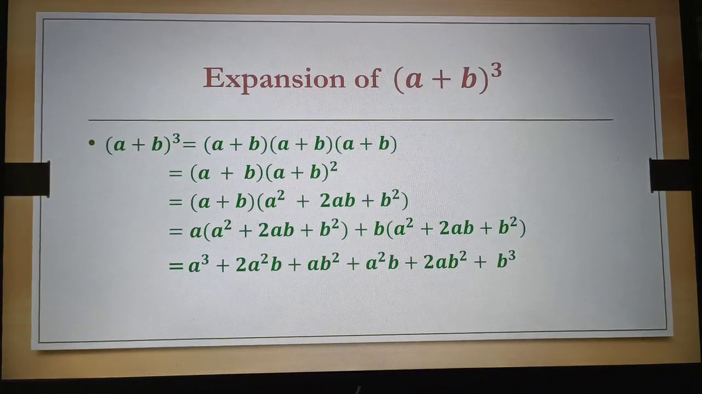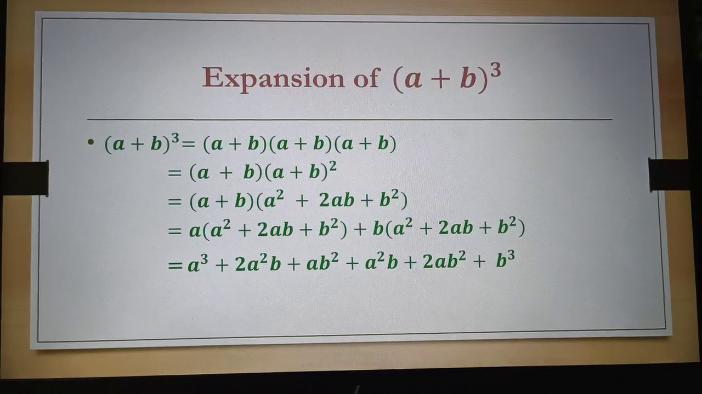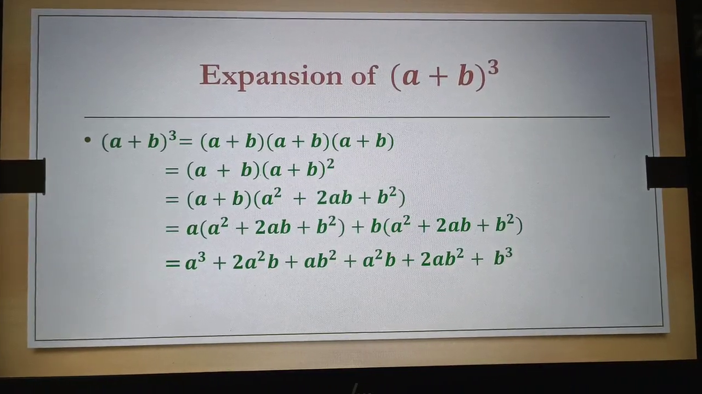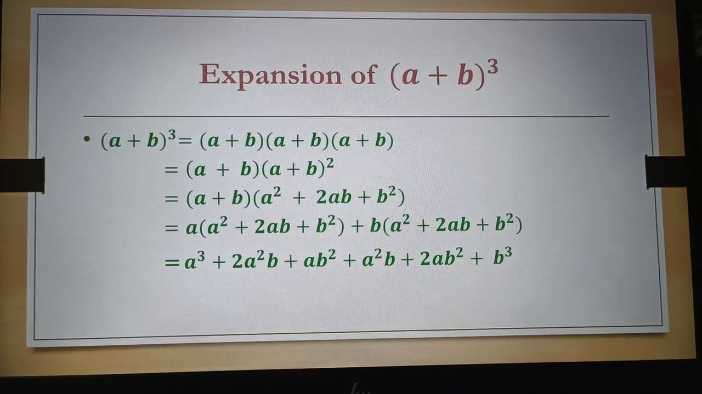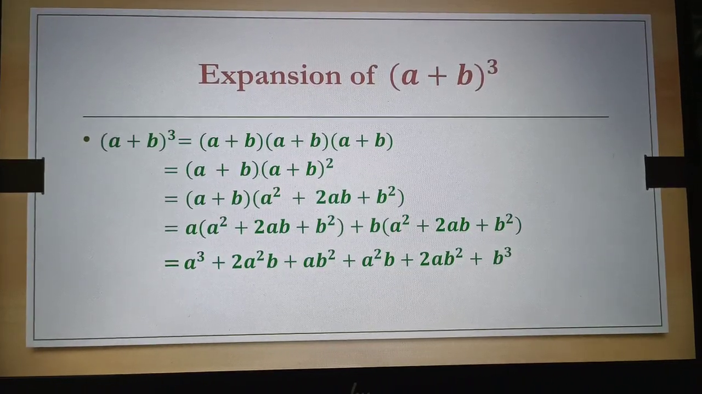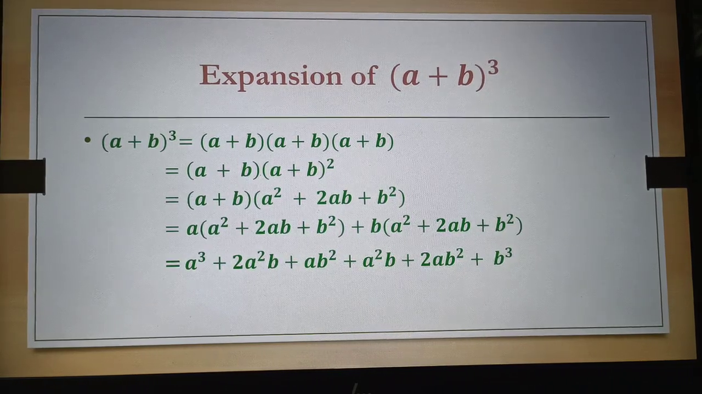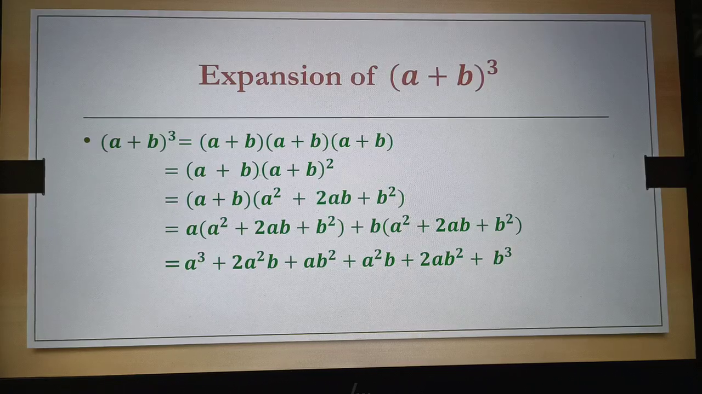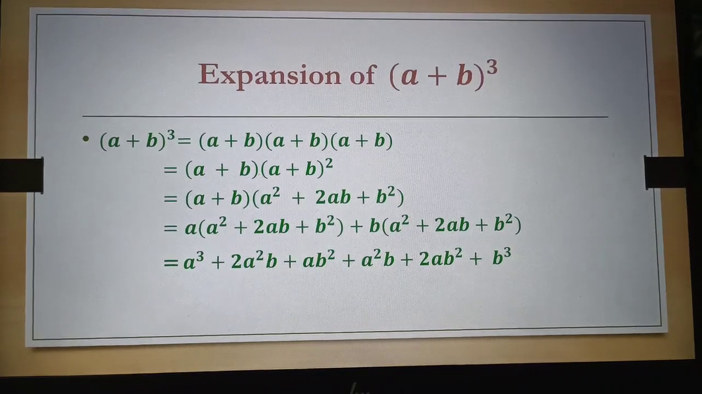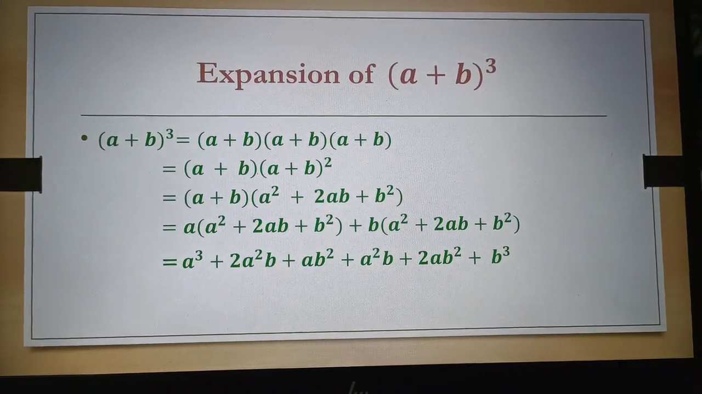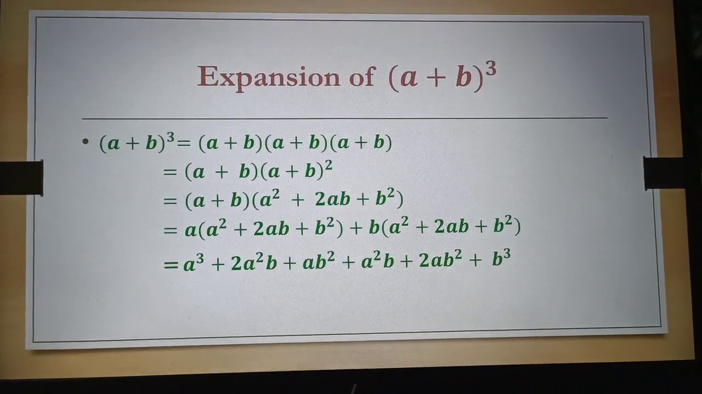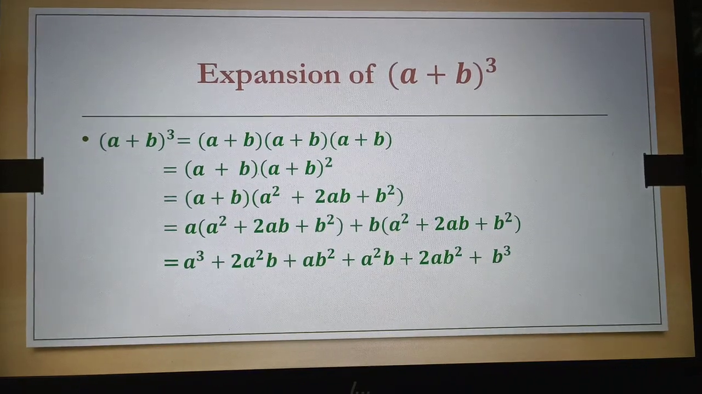So a into a square, we got the answer a cube. Then a into 2ab, the answer is 2a square b. Then we have to multiply a into b square, the answer is ab square. Now we have to multiply with b. So b into a square, answer a square b. Then multiply b with 2ab, so the answer is 2ab square. Then multiply b with b square, we got the answer b cube.